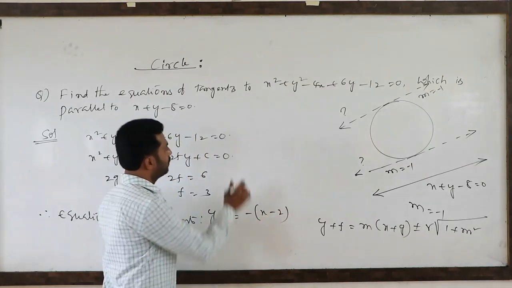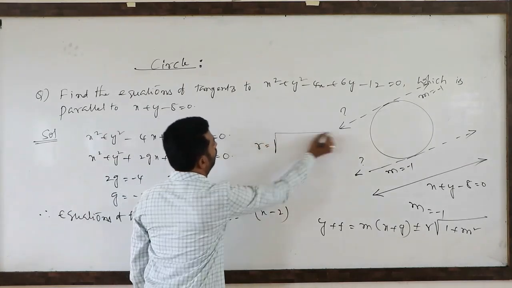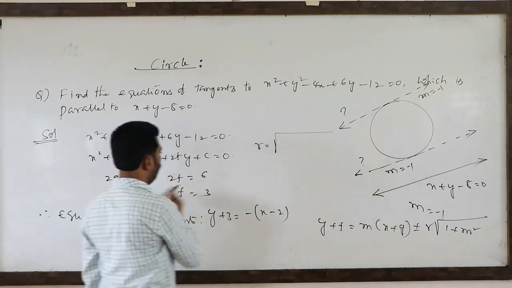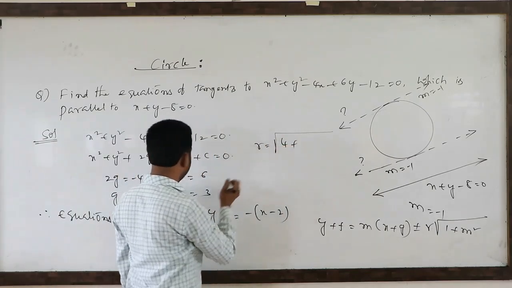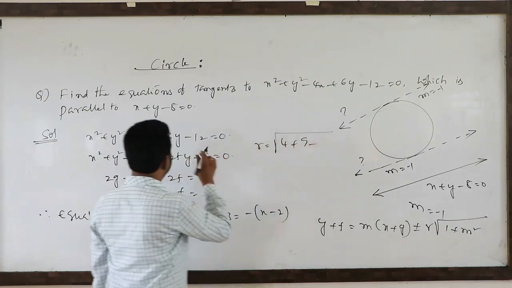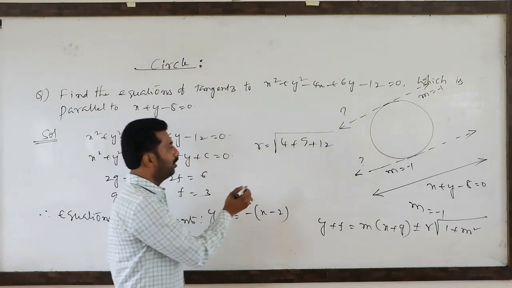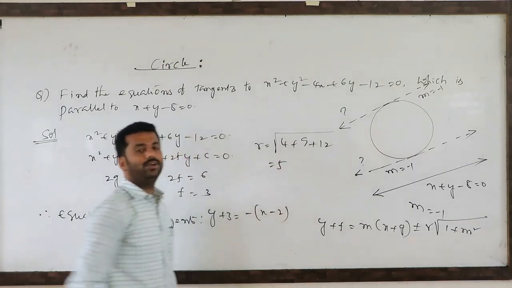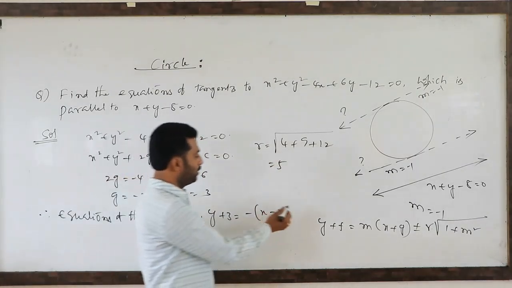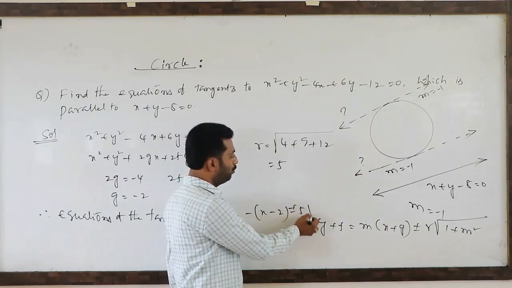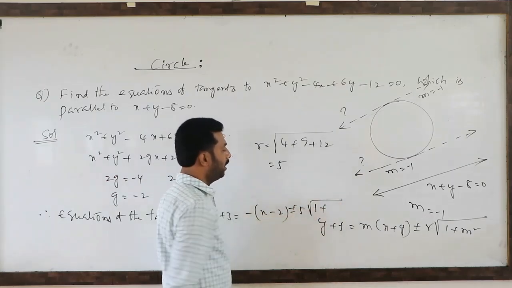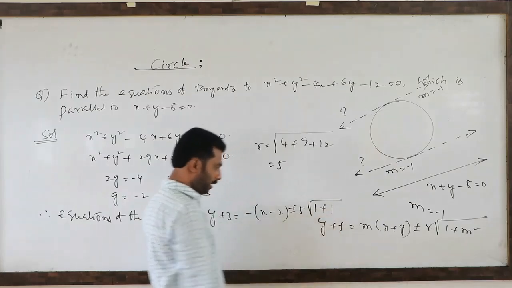What is the radius? Okay, the radius we have to calculate. Tell me, g square means 4, f square 9, minus c, already minus is there, 12. 13 plus 12 means 25. Root of 25 means 5. So this is plus or minus 5 into root of 1 plus m square. m square is nothing but 1.